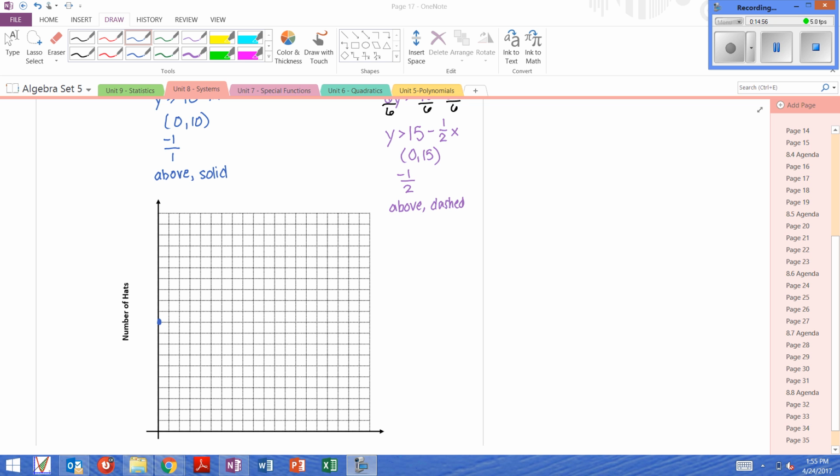And actually, I probably should add before you pause the video, the scale looks great, so it doesn't look like we need to change our slope or scale at all for either of the two inequalities.